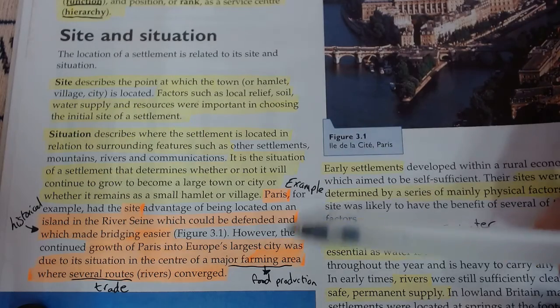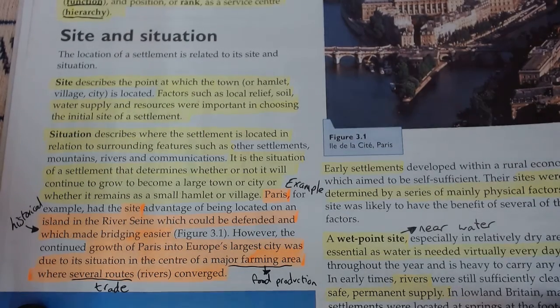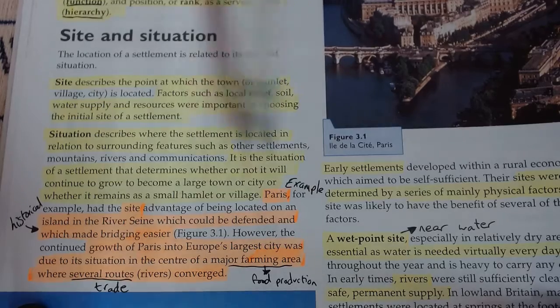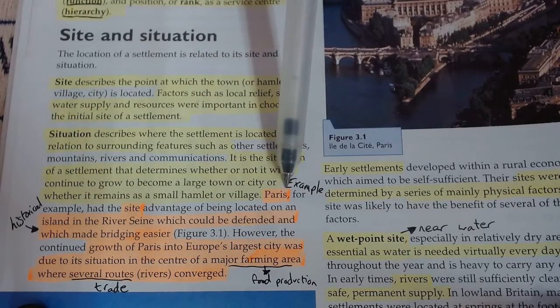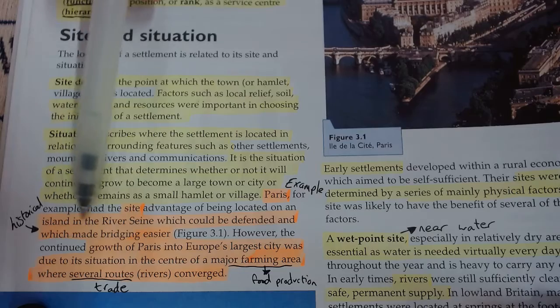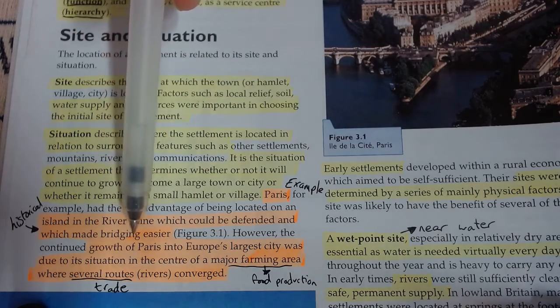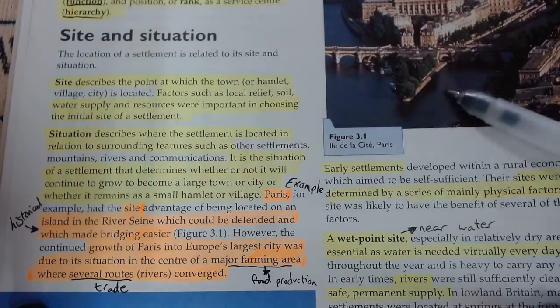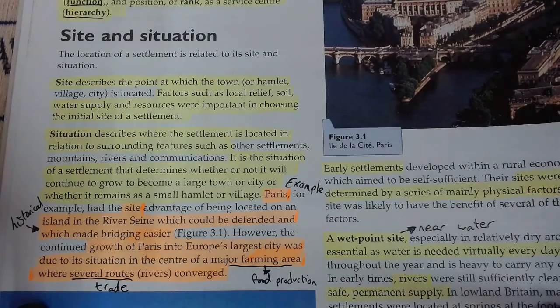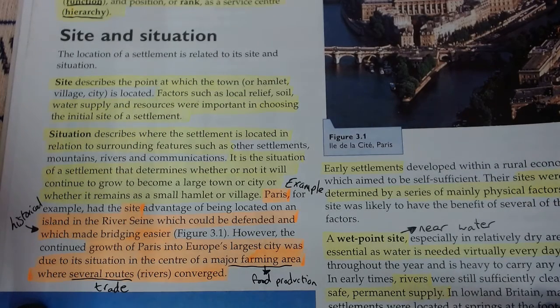I've got a little example here about Paris. I'm going to run through it very quickly. We've already done London, so this isn't as important, but Paris is a good example. The site of Paris is actually an island on the River Seine, which could be defended and which could make bridging very easy. There's a picture up here, so you can see the heart of Paris actually started on this tiny island, and you can see 13 different bridges coming off that. So it made it very easy to get in and out, and also very easy to defend, very hard for other people to take over.